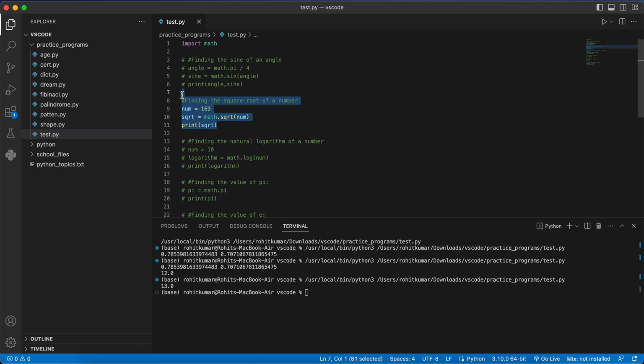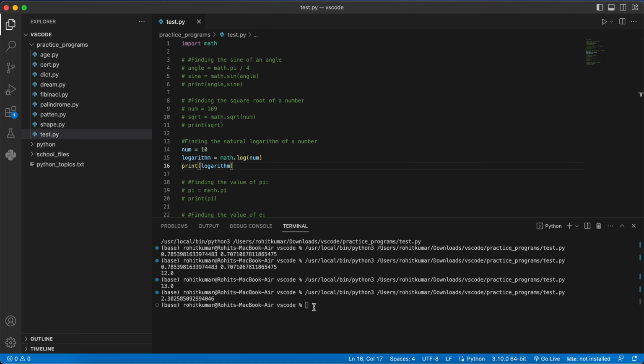Let's try finding the logarithmic value. I mean, let's find the logarithmic value of 10. We are getting 2.302. So in math we do log 1, log 2, log 10, like that. So logarithmic is log only. So log of 10 is 2.3025, and in normal math we write it in fractional form. Here we're writing it in decimal form.